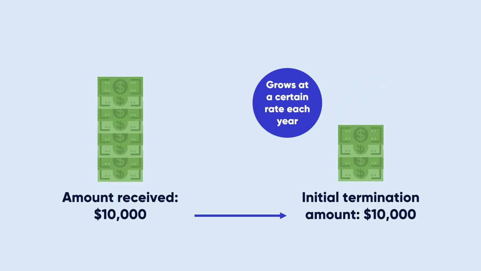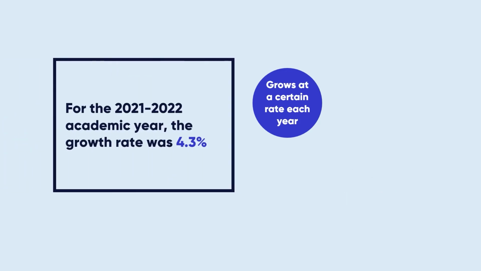At the same time, it grows at the growth rate specified in your agreement and is fixed for the life of the contract. For the 2021-2022 academic year, the growth rate was set at 4.3%.